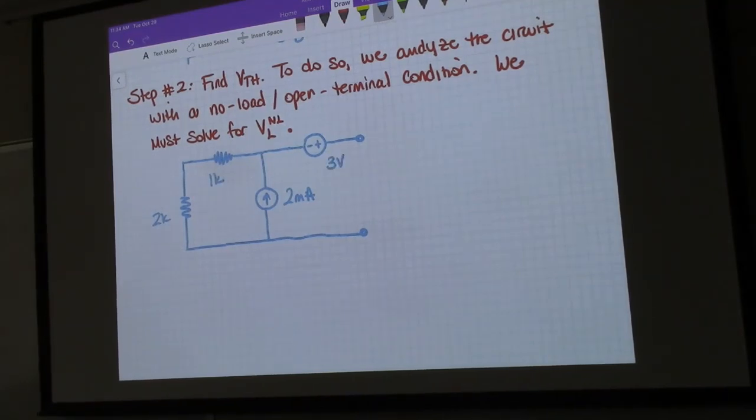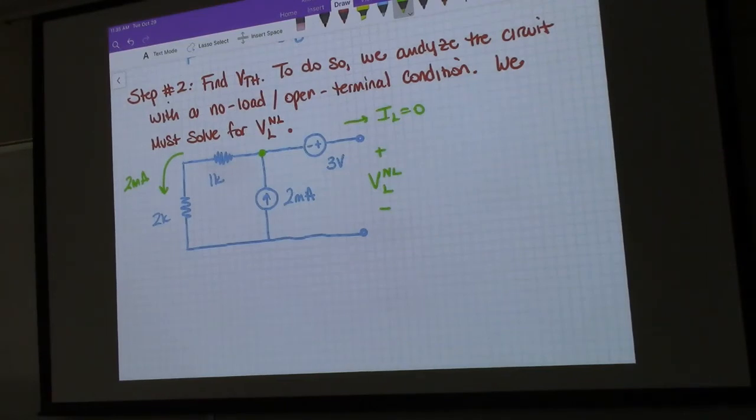And so in this case, what we have is IL equals 0, and I'm going to call this the load voltage when there's no load. That's what NL stands for. So this is a pretty easy circuit to solve. If we apply KCL at this node right here, we know that the current flowing in this direction has to be 2 milliamps, right? Because none of the current is flowing to the right. It's all flowing to the left.